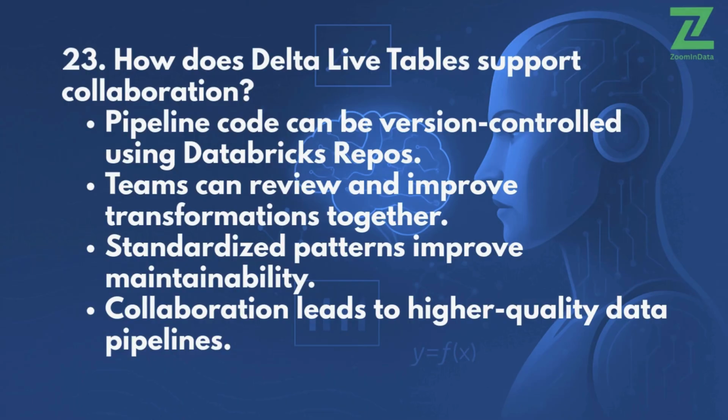How does Delta Live Tables support collaboration? Pipeline code can be version controlled using Databricks repos. Teams can review and improve transformations together. Standardized patterns improve maintainability. Collaboration leads to higher quality data pipelines.